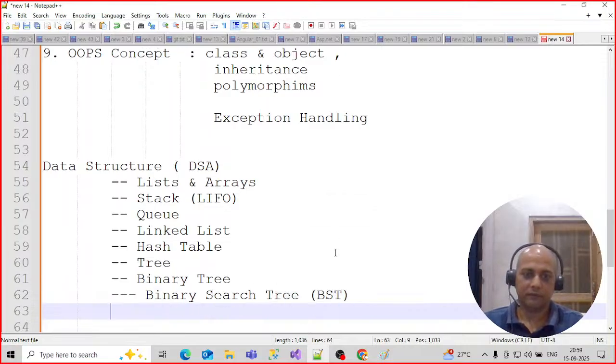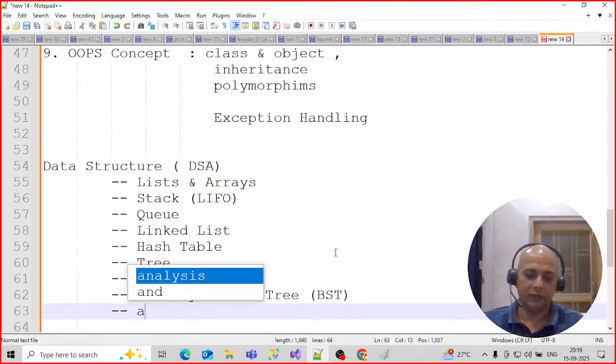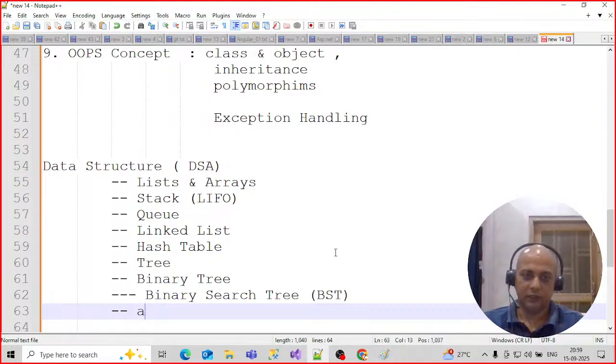And we have AVL tree. AVL is named after 3 scientists whose names start with A, V and L, and it is also called a height balanced tree.